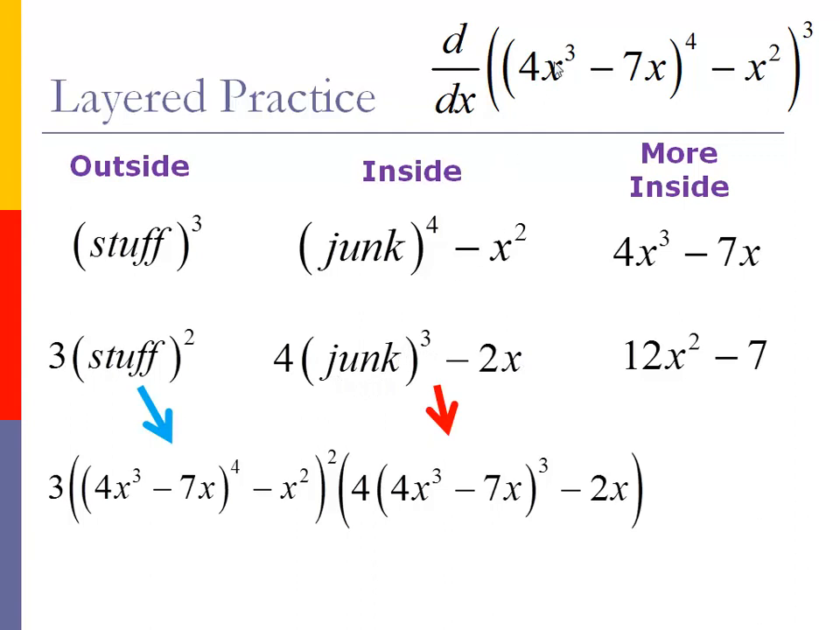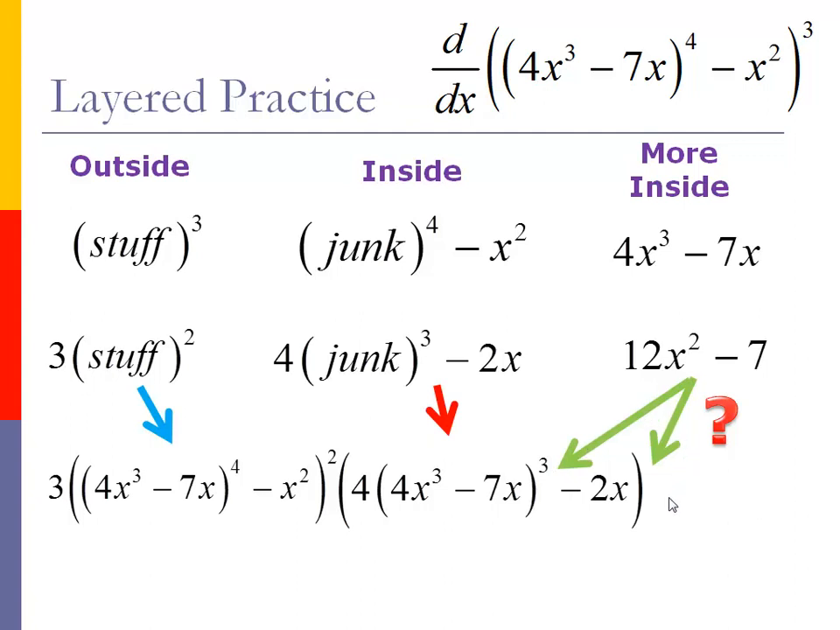What was our junk? The junk was this most inside part, this 4x to the third minus 7x. So I've got to bring that, put that back in, and then the minus 2x. And then our last step is the derivative of the inside part. But now here's the catch. Do we put this 12x squared minus 7 next to this x to the third part right here, or do we put it all the way on the outside?